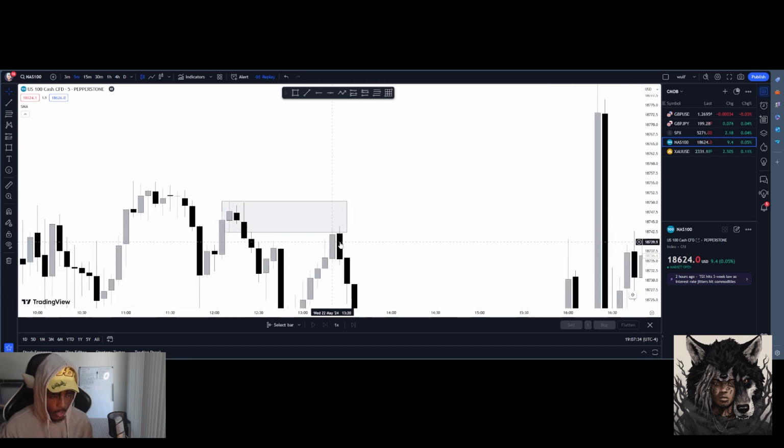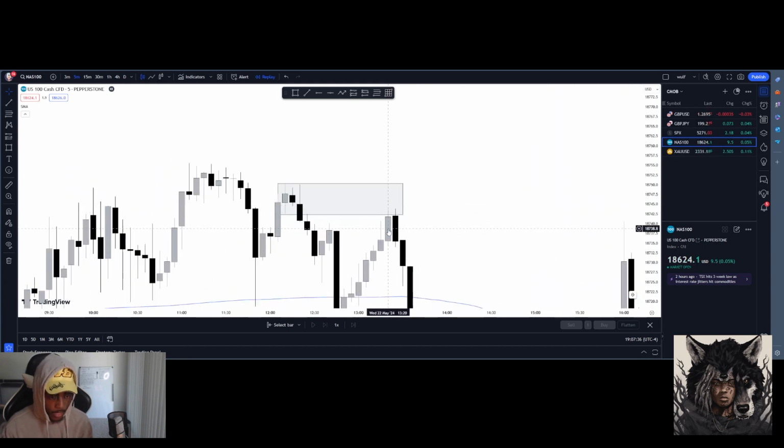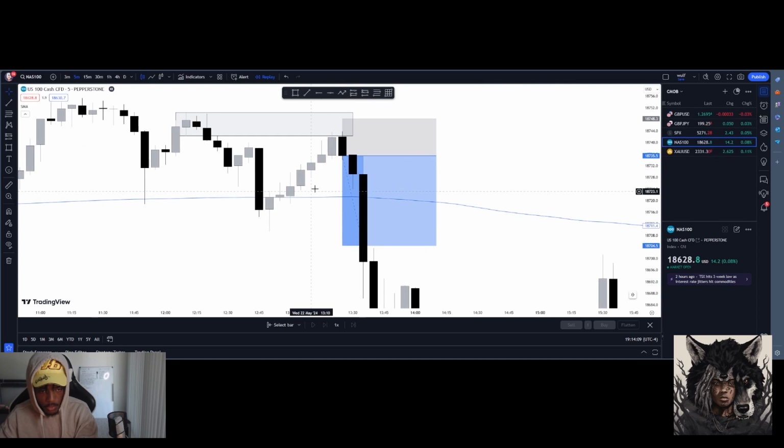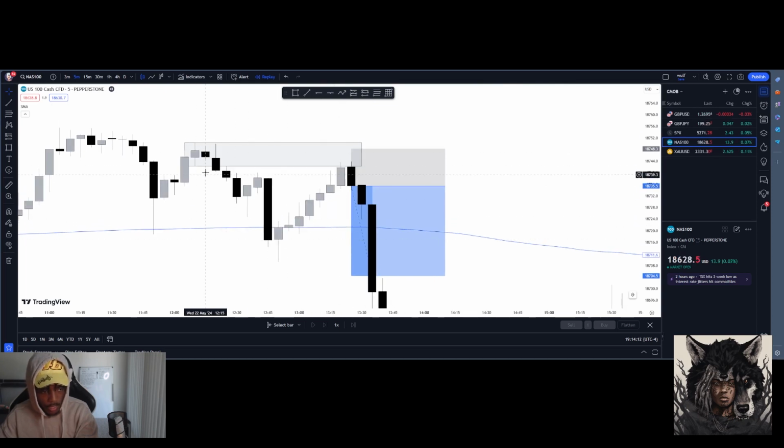Once I would have seen that the market had tapped into this supply zone, but we didn't close in the supply zone, we closed right below it, that would have been an indicator that the market is about to drop further. This is where I would be looking to get into a sell, because I see that price drop down. We created our supply zone, then it tapped back into that supply zone, but it didn't close within it. It closed beneath it, and then the following candlestick started just crashing down immediately.